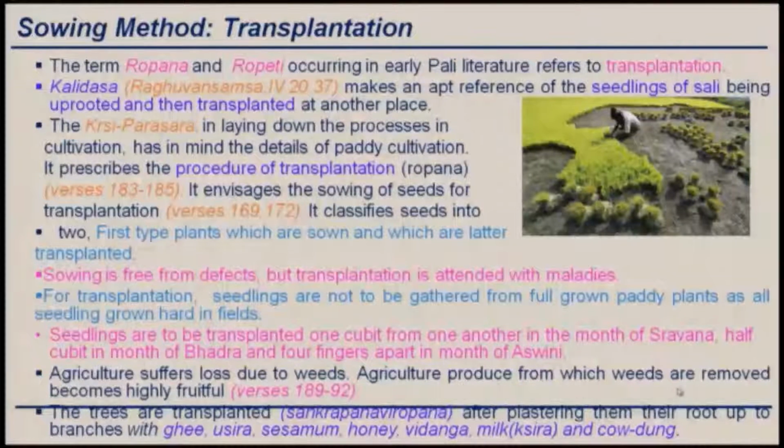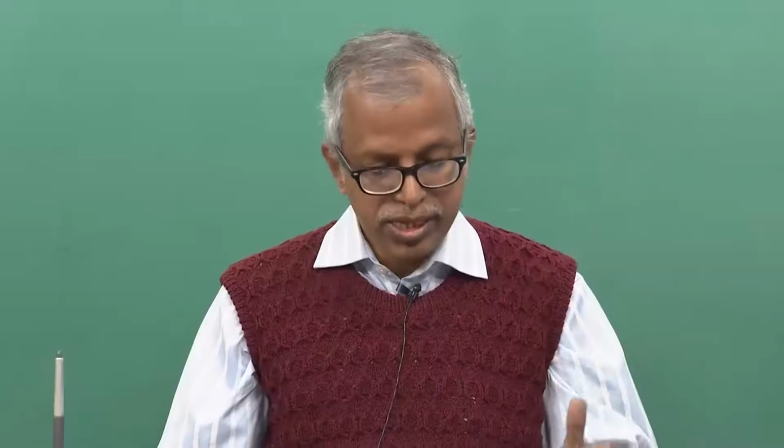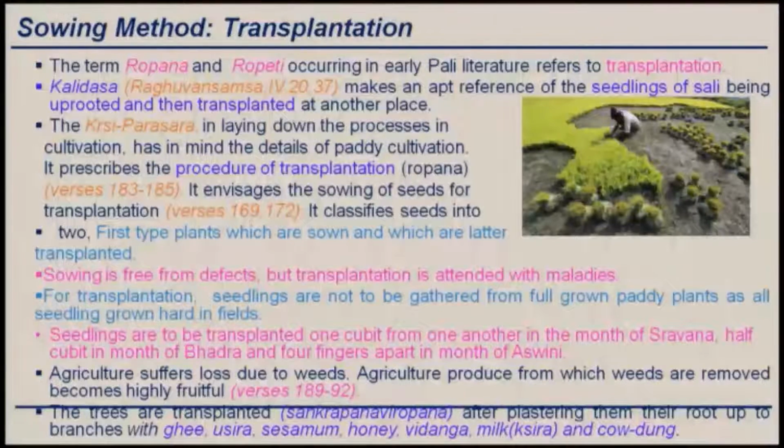Agriculture produce from which weeds are removed becomes very highly fruitful. That means we need to remove these weeds. But there is also mention that these weeds, once you remove them, you can use for mulching purposes also, and that will act as a manure for the other things. And it is not only about the plants which will be transplanted, trees can also be transplanted. That is mentioned in this text, and this is known as Sankarapana Viropana.